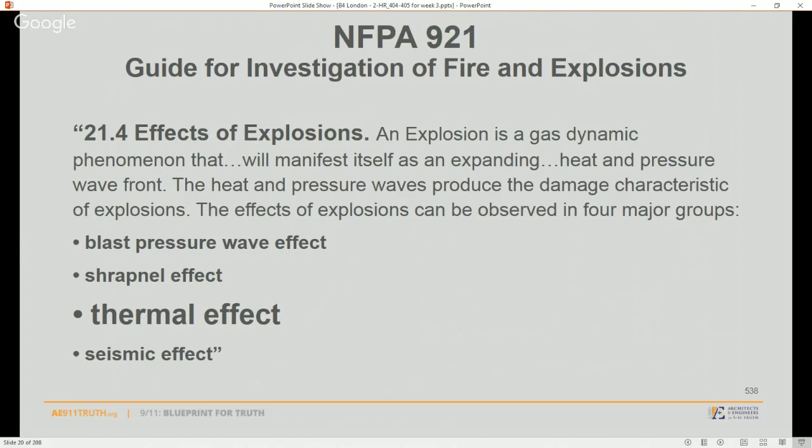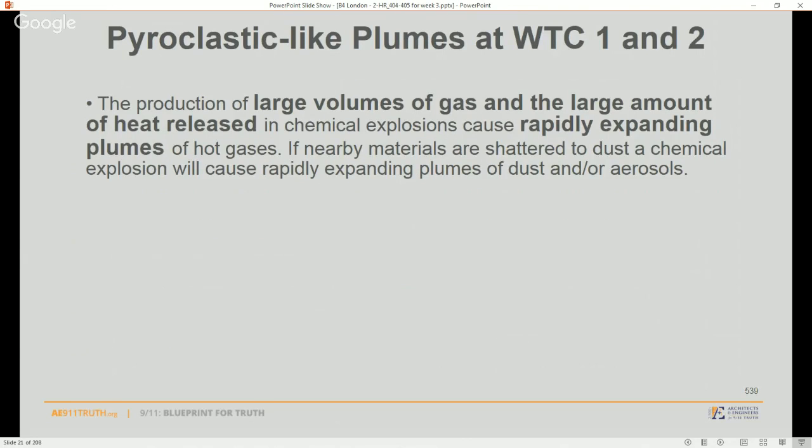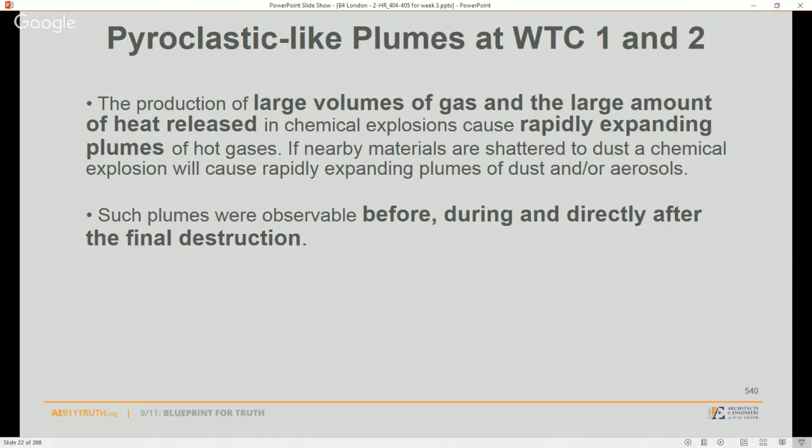The National Fire Protection Association guide NFPA 921, the guide for investigation of fire and explosions, says look for thermal effects. That's what we're looking at today. Last week we looked at blast pressure wave effects, shrapnel effects, seismic effects. This week we're looking at thermal effects. Large volumes of gas and the large amount of heat released in chemical explosions cause rapidly expanding plumes of hot gases. Well, this occurs before, during, and directly after the final destruction of the Twin Towers.